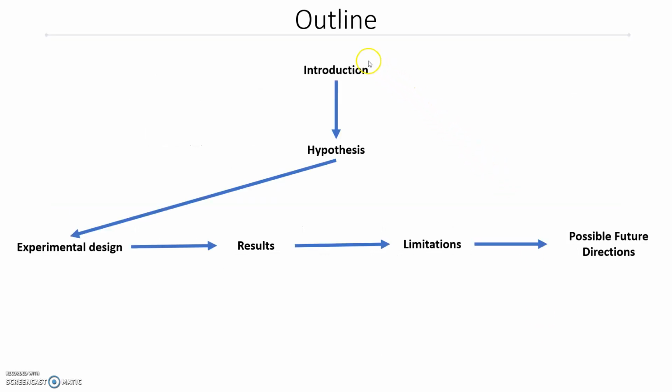I'm going to start with a brief introduction to organoids, brain development, and Zika virus. Then I'm going to present you the hypothesis of the paper. We'll be following the experimental design, the results of that experimental design, the limitations of the experiments, and some possible future directions for the paper or for the study.